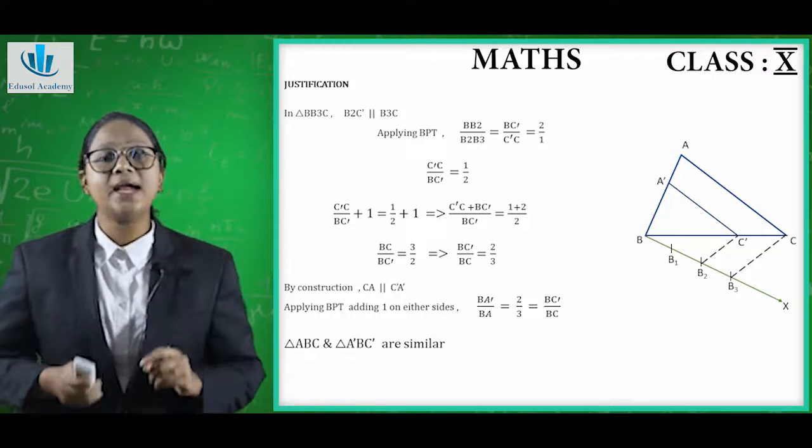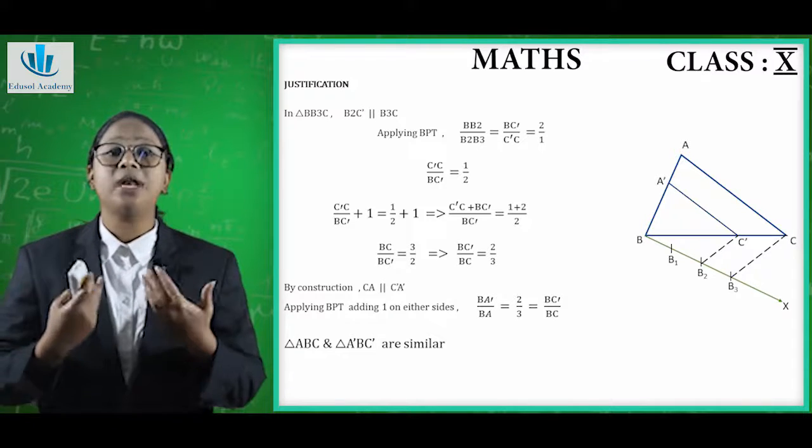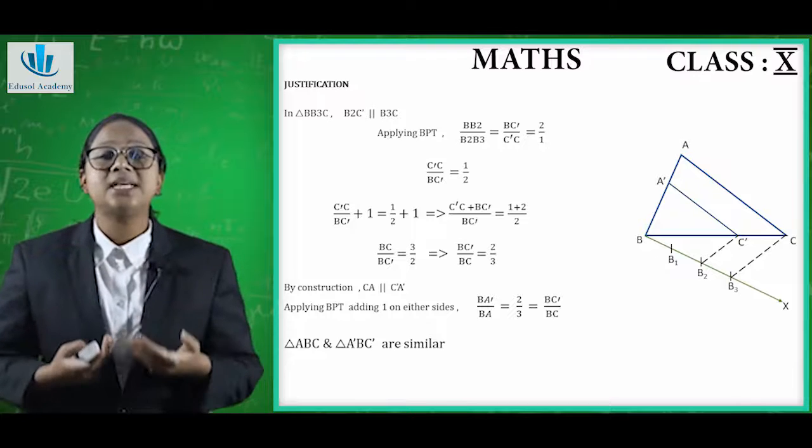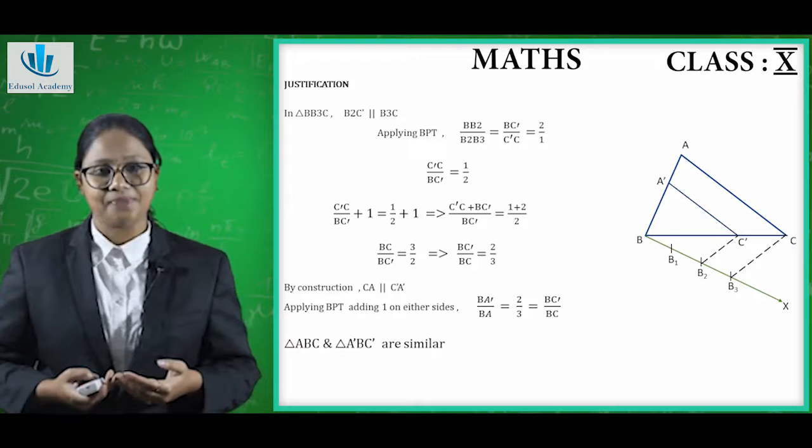Now have a look at the triangle ABC. In triangle ABC, we had already made the construction that C dash A dash is parallel to CA.